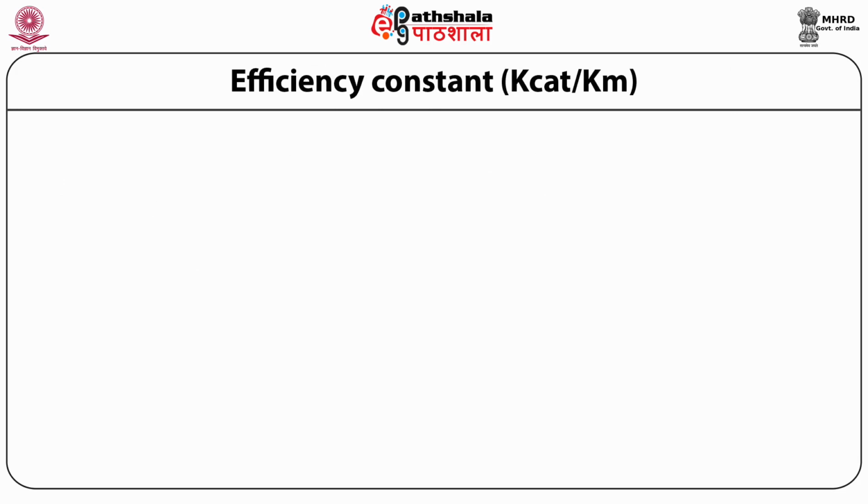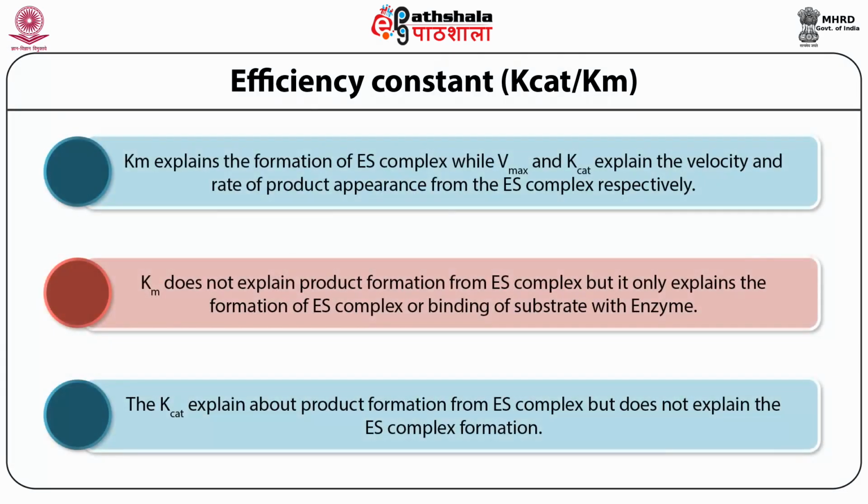Up to this point, we have discussed Kcat, Vmax and Km. When we are talking about Kcat, ES to product formation is highlighted. When you're talking about Km, the formation of the ES complex is highlighted. But when you're talking about real catalysis, until we know both kinetic parameters, we cannot say whether a particular enzyme is efficient or not.